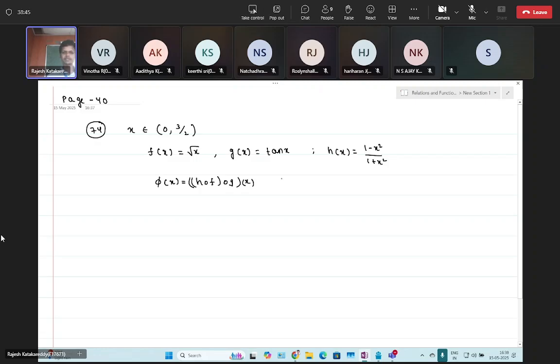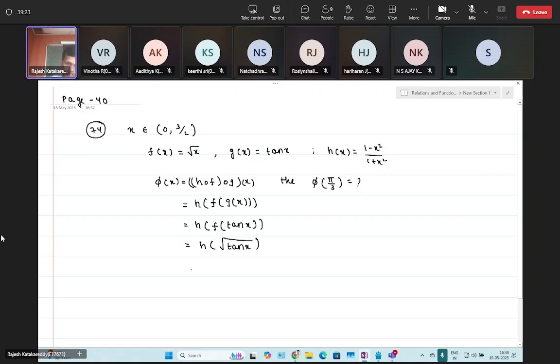Now what they need, then, is phi of pi by 3 value, not difficult and all. If you know how to do the composition, you can find it. We know composition is associative, so layer by layer we can do. This is h of f of g of x. So now substituting g of x, which is tan x. Now f of x is given. How much is f of tan x? f of tan x is root tan x.